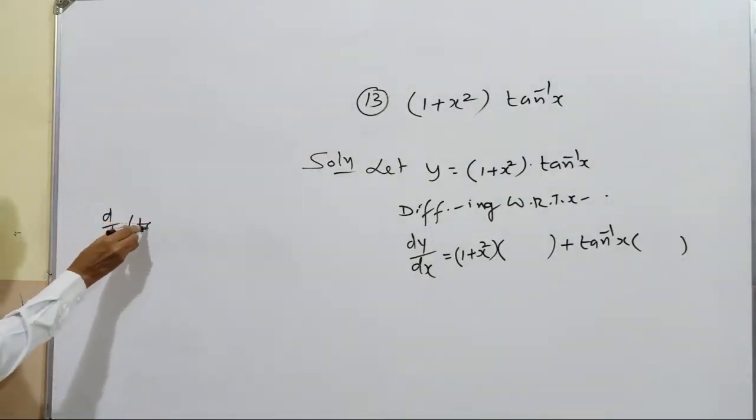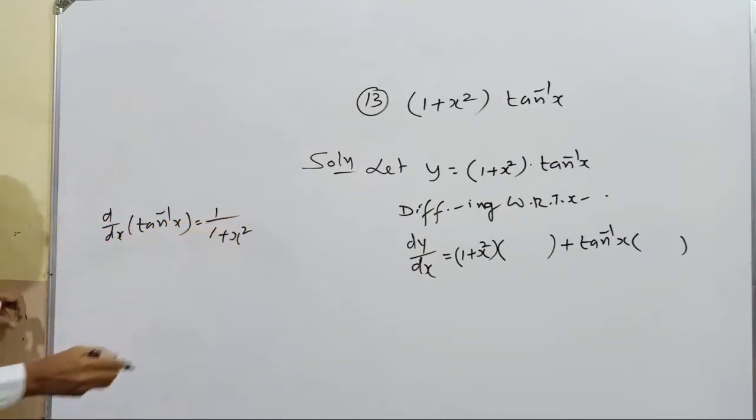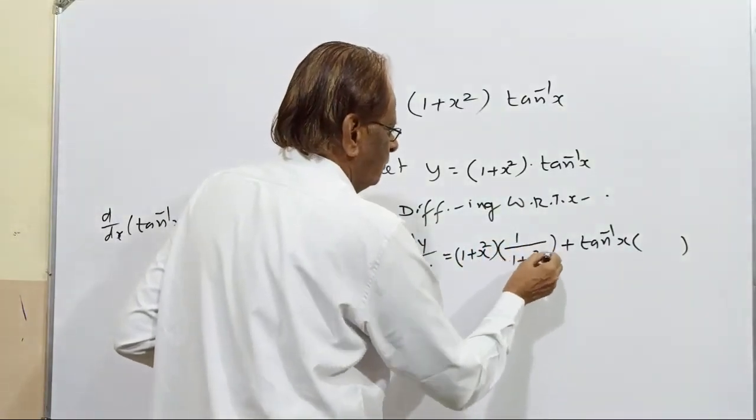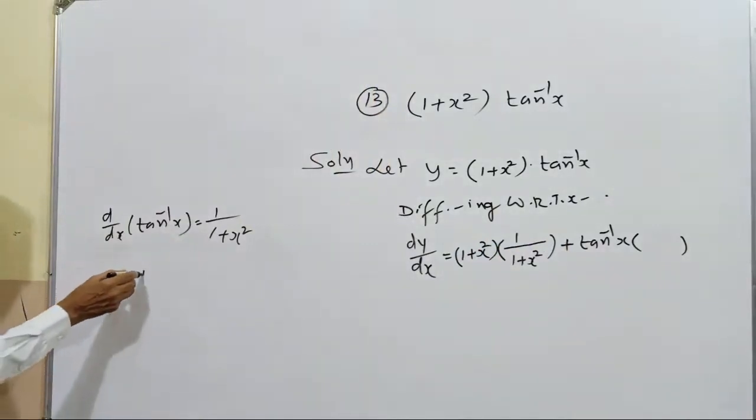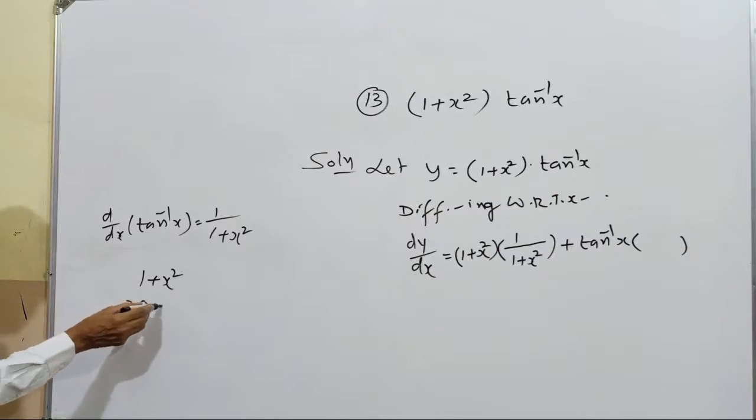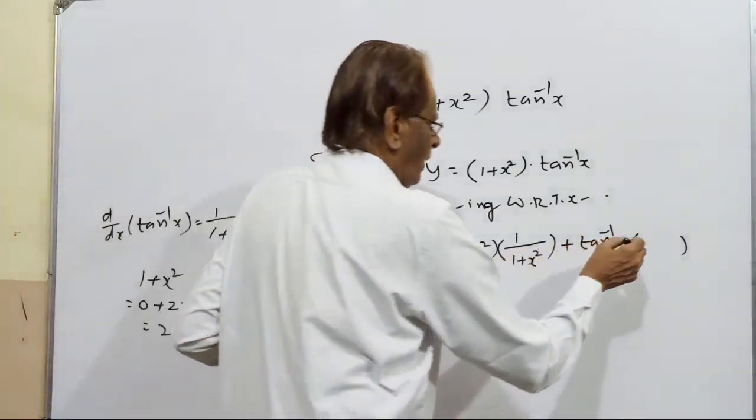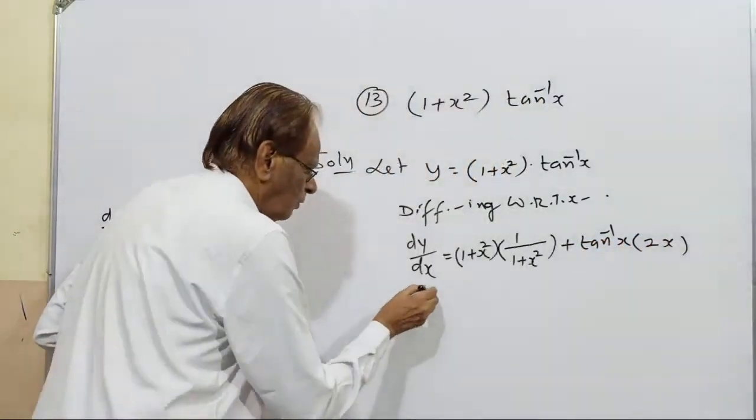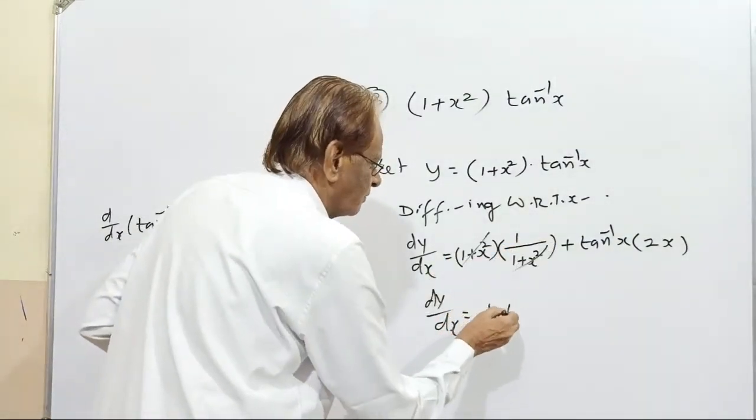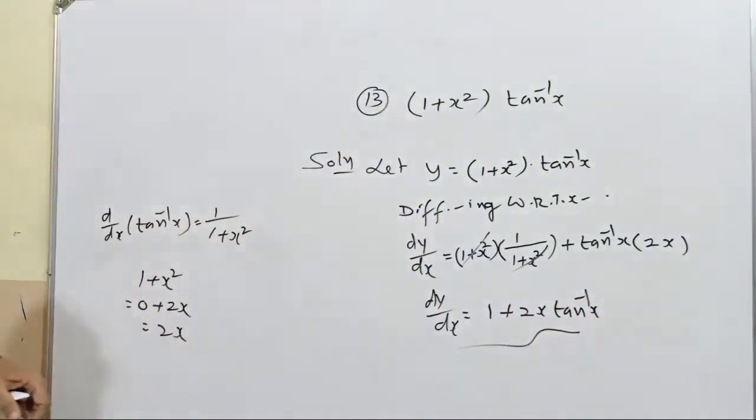Differentiation of tan inverse x is 1 by 1 plus x squared. Now differentiate 1 plus x squared. While differentiating 1 plus x squared, differentiation of 1 is 0, x squared differentiation is 2x, so the differentiation of 1 plus x squared is 2x. dy by dx equal to, 1 plus x squared cancels; this is divided by this.